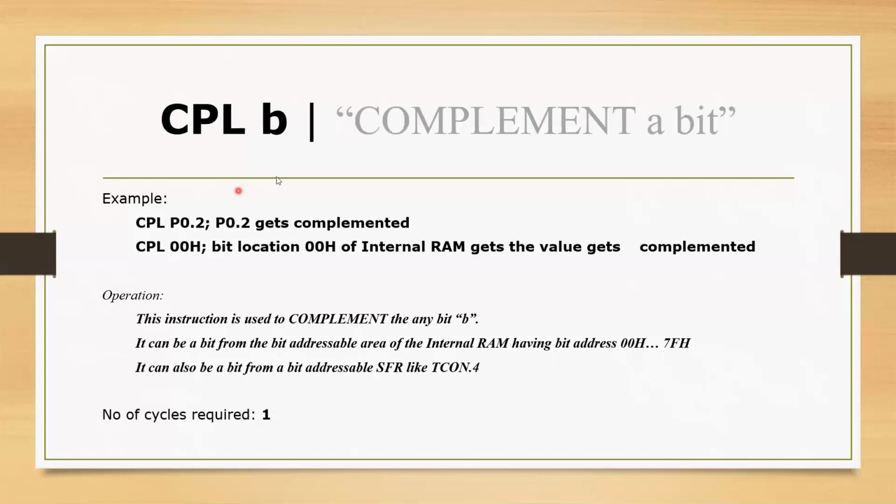Next is complement the bit. So complement bit, CPL B. CPL P0.2 will complement the port 0 second bit. So whatever the previous value, it gets complemented. CPL 00 hex will complement the bit location 00 hex, not the byte location, of the internal RAM. This instruction is used to complement any bit. It can be a bit from the bit addressable area of the internal RAM having address from 00 hex to 7F hex, or a bit from any of the bit addressable special function registers.